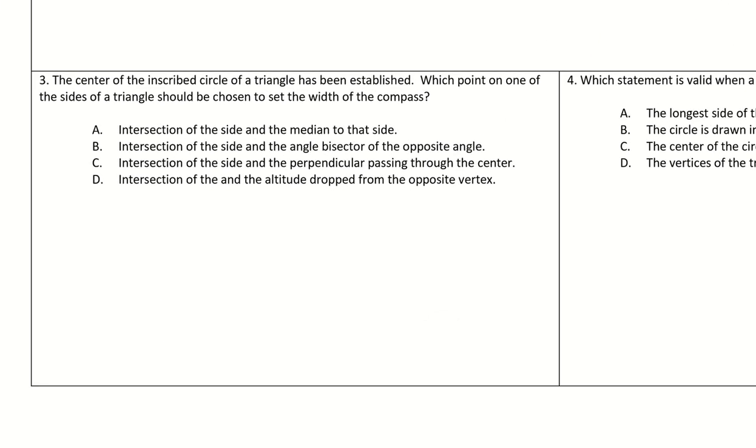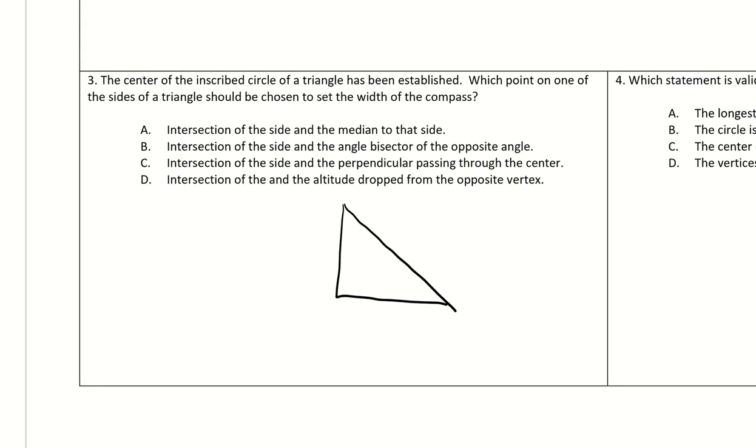Number 3, the center of the inscribed circle of a triangle has been established. Which point on one of the sides of a triangle should be chosen to set the width of the compass? So let's say we have a triangle. Remember what we were saying about the center of an inscribed circle. An inscribed circle means that we're talking about an incircle, and an incircle means an incenter, and an incenter means we're talking about an angle bisector.